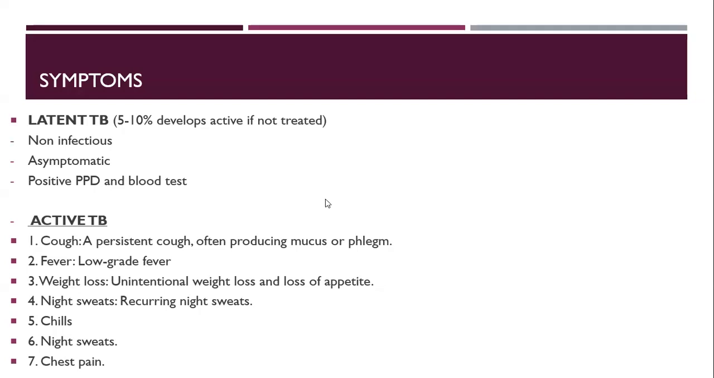Please, is it clear? Am I making sense? Yes, you're making sense. Okay. All right. So that is that for the TB. Active TB, you are expecting coughing, fever, night sweats, weight loss, chills, and then chest pain out of the coughing.